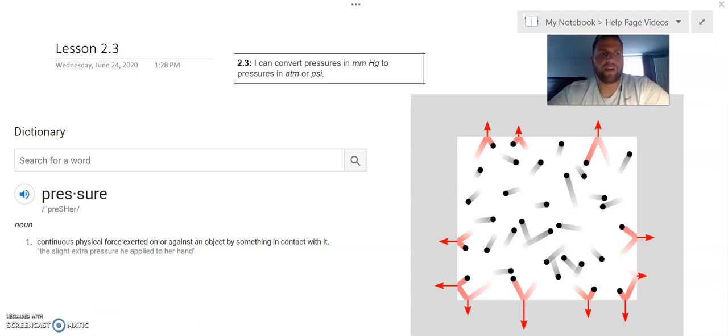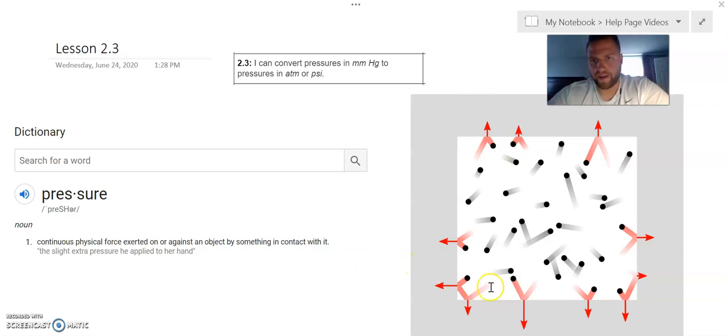So I went ahead and I copied a definition from Google so we could give pressure a formal definition. Here's how Google defines it. 1. Continuous physical force exerted on or against an object by something in contact with it.